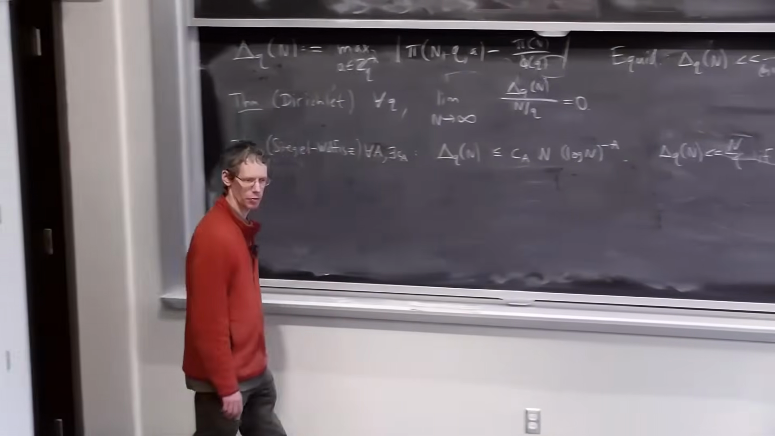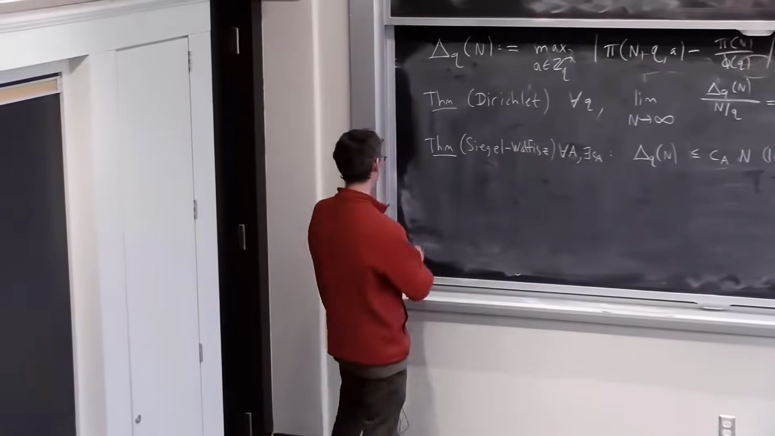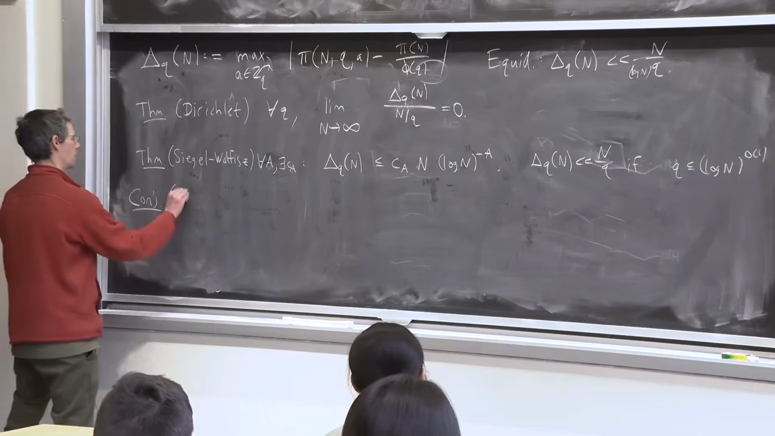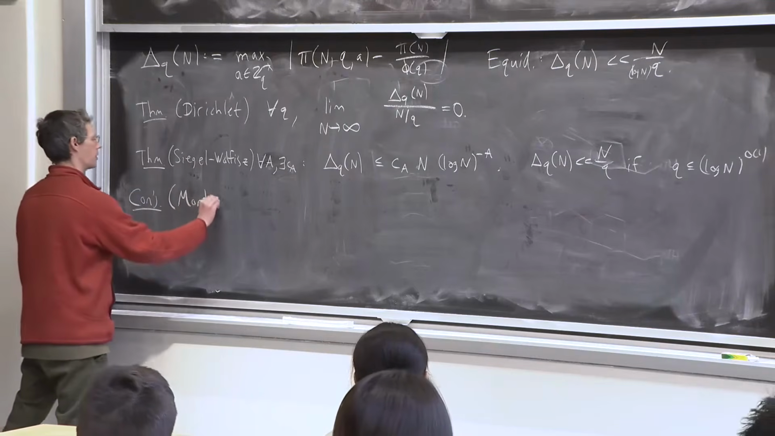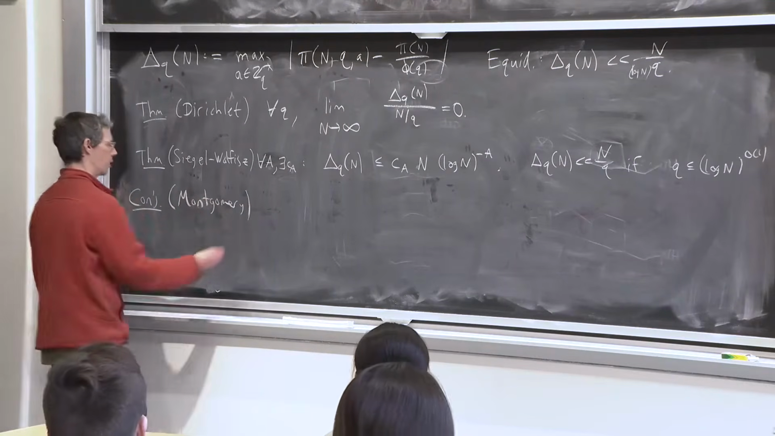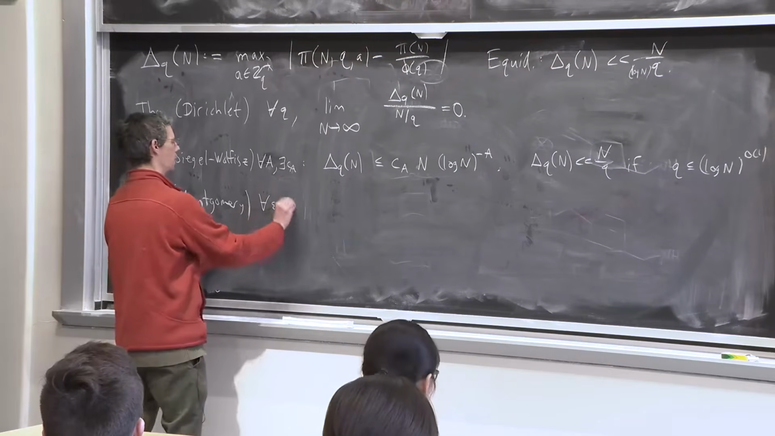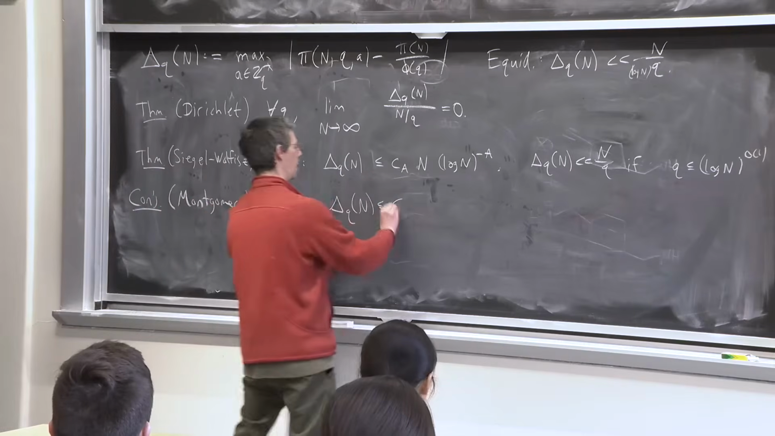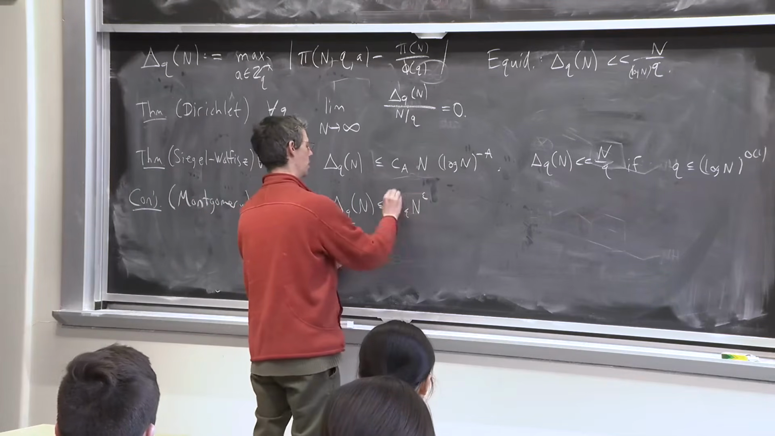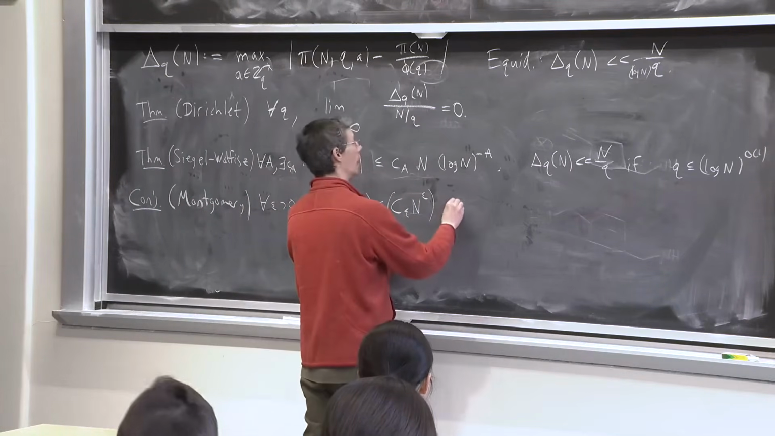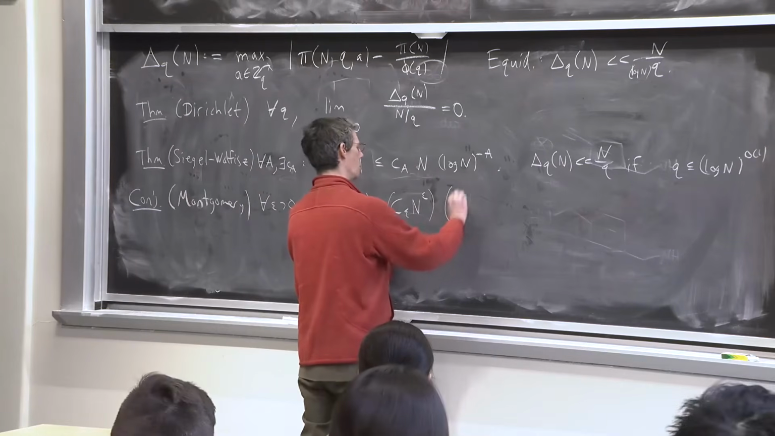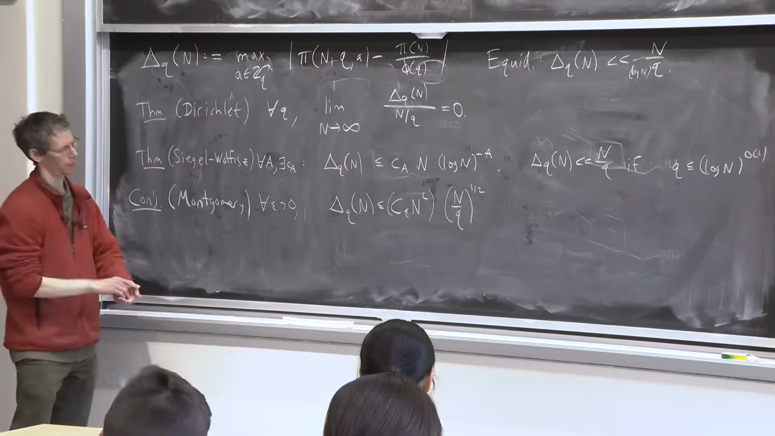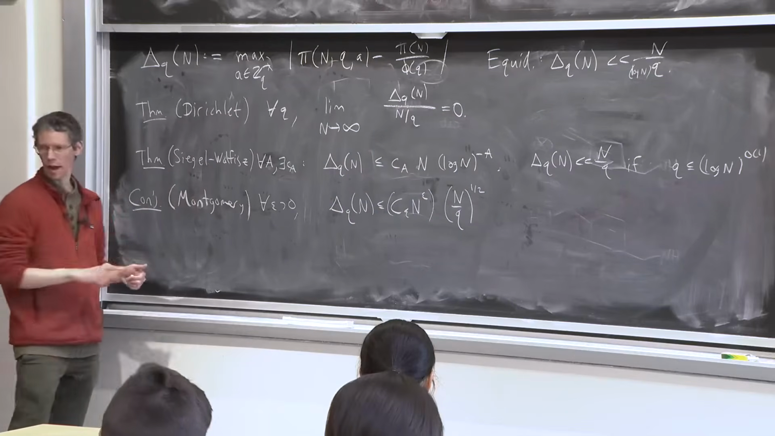What happens if q is bigger? Well, experimentally, what seems to happen is the following. So this is conjectured by Montgomery. So for every epsilon bigger than 0, delta q of n is bounded by c epsilon n to the epsilon. It's like a fudge factor. And then there's n over q to the 1/2. So this is a pseudo-random behavior.